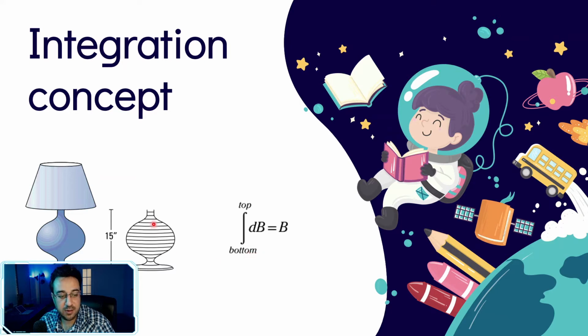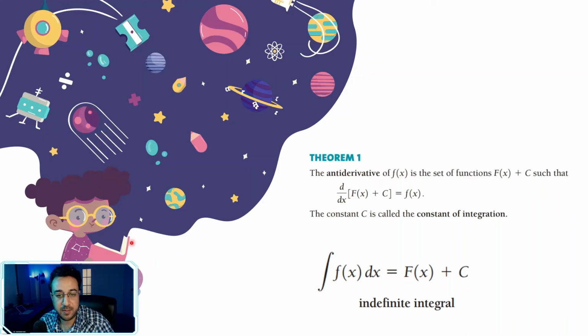As you can see here, you are slicing the base of the lamp from top to bottom. Then you call it a definite integration. You have already identified where you want to apply the integration and which area you want to slice in order to find the total area of the base of that lamp. Now, the theorem says the antiderivative of f of x is the set of functions f of x plus c, such that the d of f of x plus c over dx equals f of x.